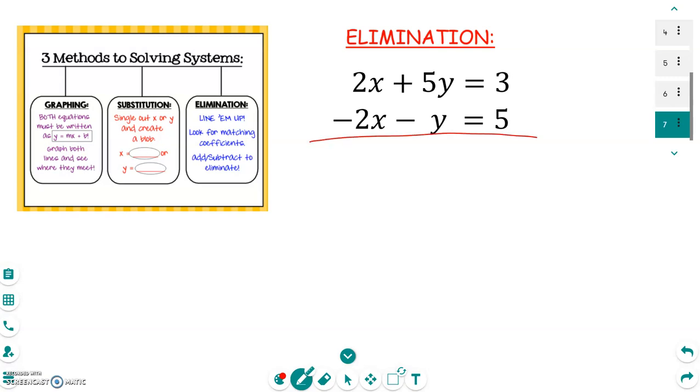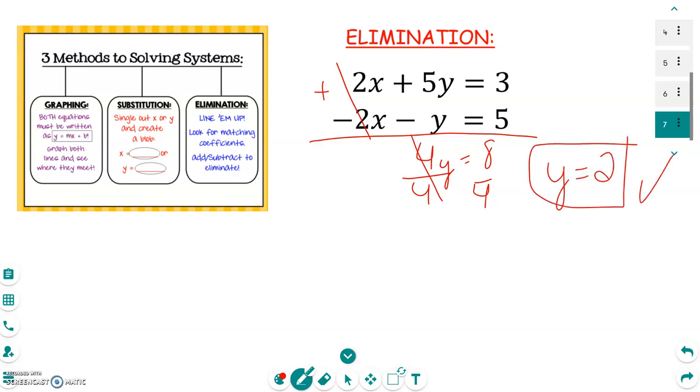So looking at this system, we can use addition, because when we do 2x plus negative 2x, that's going to give us 0x. Basically, I'm eliminating it. Then we're left with 5y minus y equals... 4y, which equals 8. Dividing by 4 on both sides, we find out that y equals 2. How easy was that? Super easy if you ask me. Easier than the other 2 methods for this system.